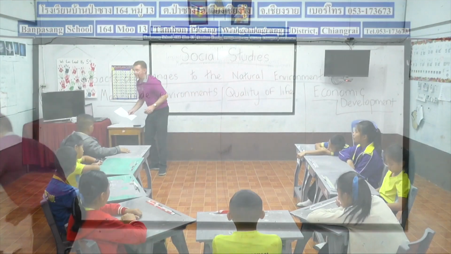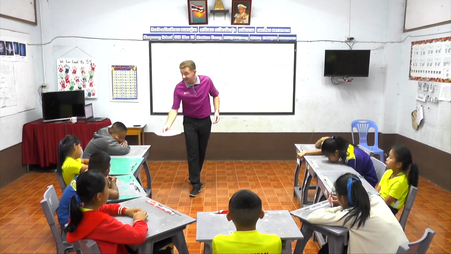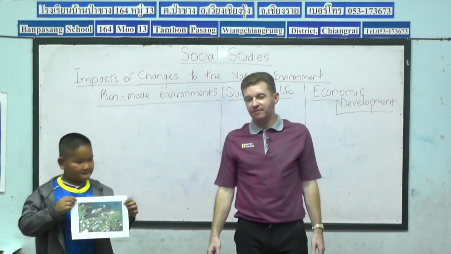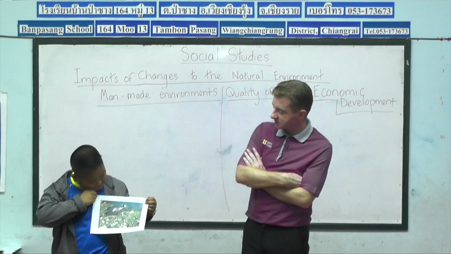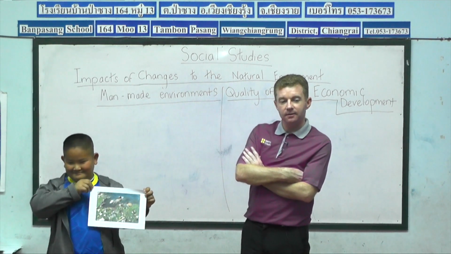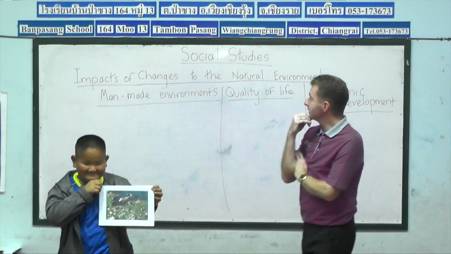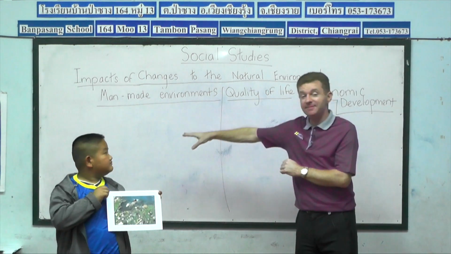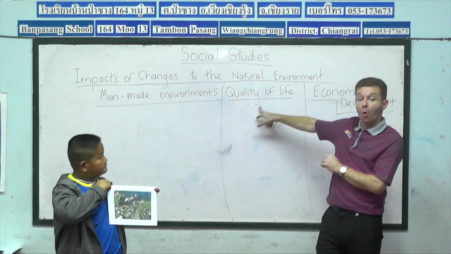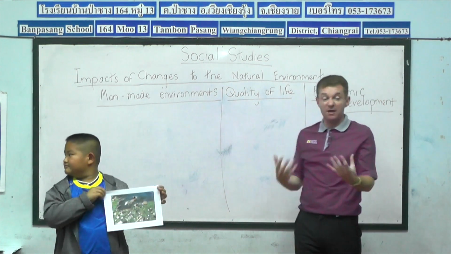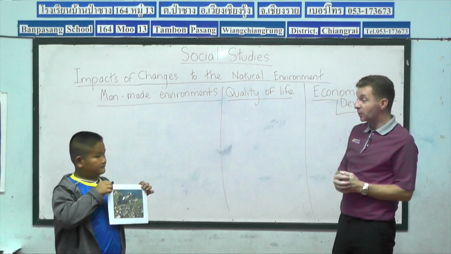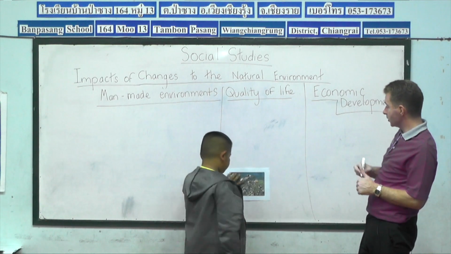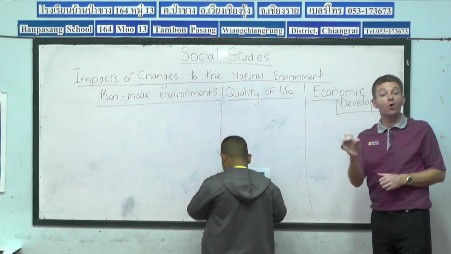So let's see who can go first. And the first flashcards will go to Net. So Net, come and join me at the front. Okay, so let's have a look at Net's flashcard. And what can we see here, guys? What type of impact can we see? Water pollution, well done. Now let's see, do we think water pollution will affect economic development, man-made environments, or possibly quality of life? If the water is polluted, will that affect our lives? Yes. So we can put water pollution as an impact on quality of life. So Net, you can find a place for your flashcard, and then we can help Net to write water pollution.